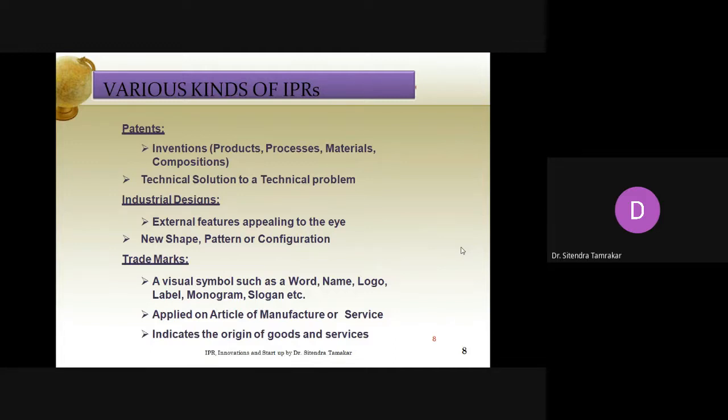The third category is called trademarks. So a trademark is nothing but a symbol like a word, name, logo, or something like this. Like you have seen the Pepsi trademark, Tata, any car's trademark, or for pizza we have seen the Domino's trademark. So we are surrounded by lots of trademarks.